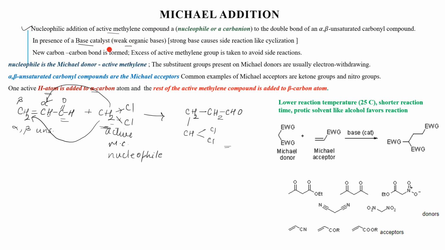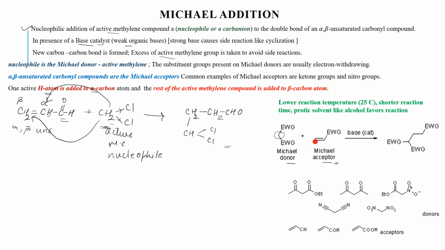Because the base is regenerated back, a very small quantity is required, and that is why we say the base is used as a catalyst, and excess active methylene compound is taken to avoid any side reaction. So there are two things that we need to remember over here. One is the Michael donor and one is the Michael acceptor. The donor is a compound having the active methylene group, a group which is attached to two electron withdrawing groups. So that is your Michael donor.